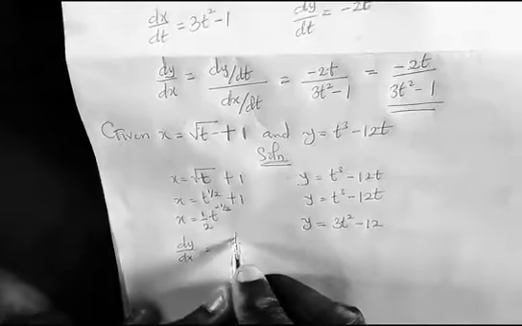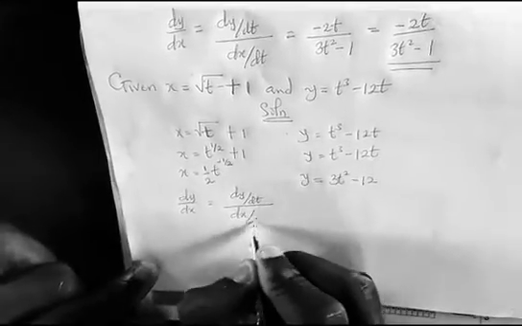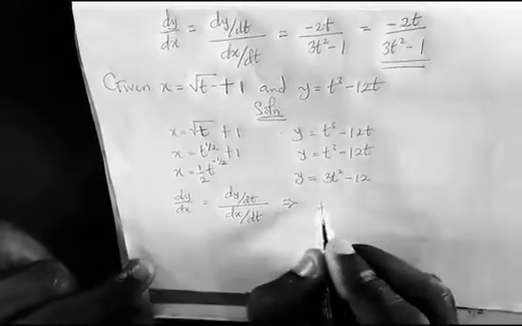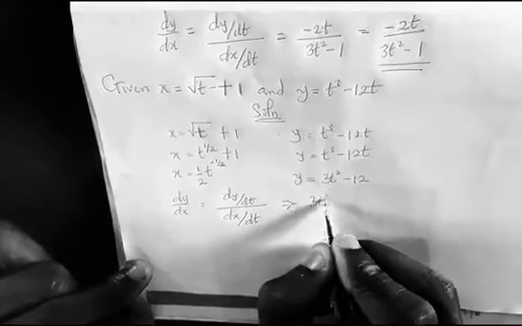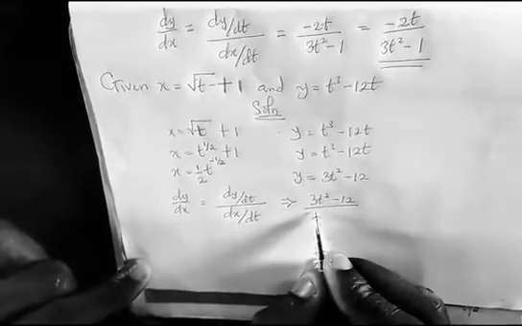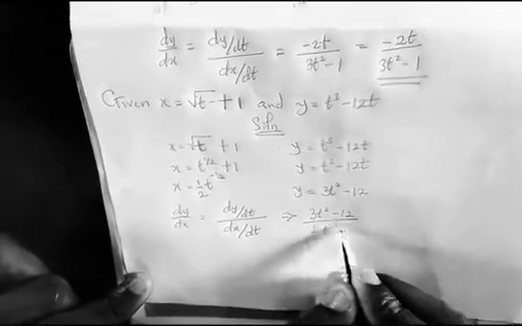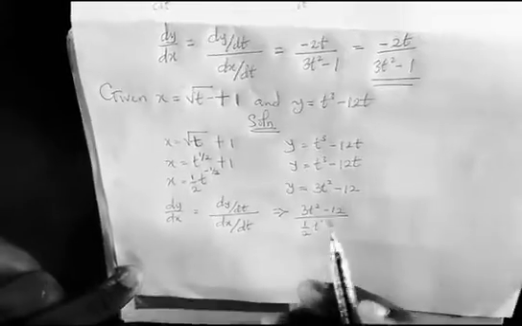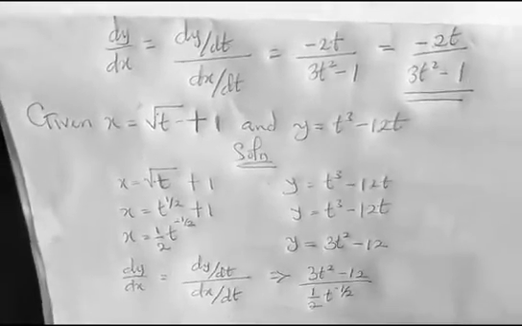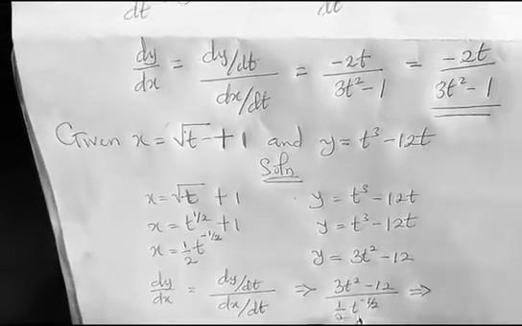So onto our dy/dx, which is dy/dt all over dx/dt. And that will now be what? My dy/dt is 3t squared minus 12, all over my dx/dt, which is half of t raised to the power minus 1 over 2. So you can decide to leave the answer like this, and you can decide to go further by simplifying this.